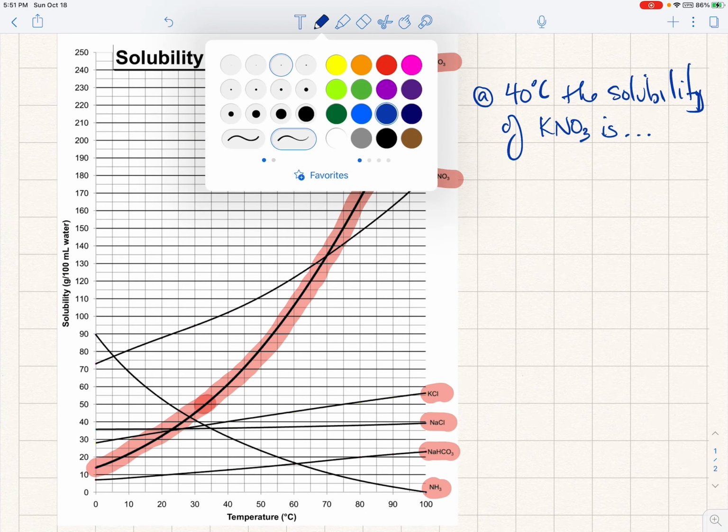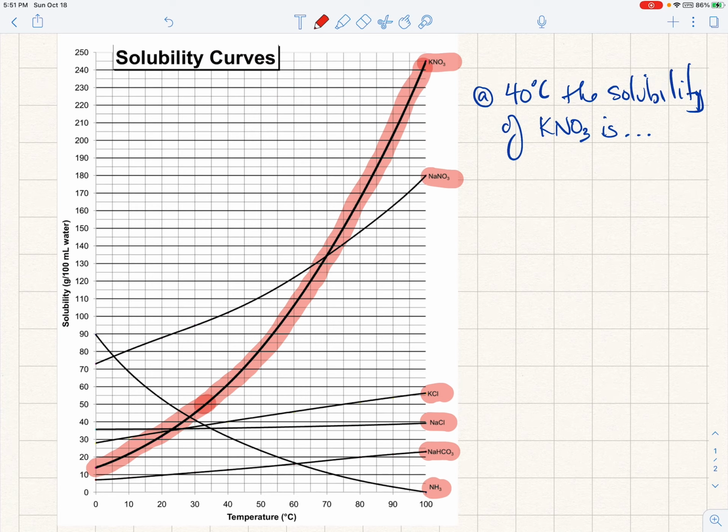Next, let's find 40 degrees Celsius on the x-axis. So 40 degrees Celsius is down here. I've just circled it. Now, on that axis, go straight up. You're doing this with just your finger or a pencil. Try not to write on your own chart. And then we're going to go over to the y-axis, and we're going to estimate what the solubility is.